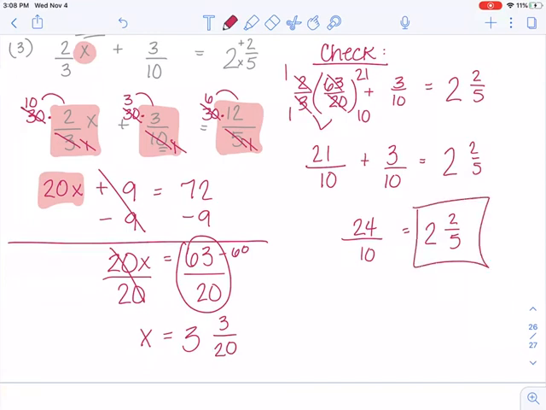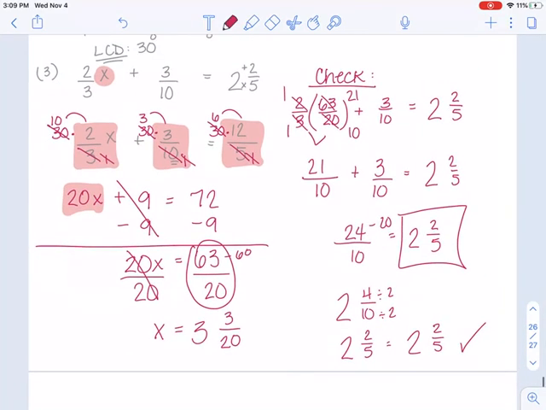Again, our goal is for this left side to equal 2 2/5. So 10 goes into 24 2 times. So we take away 20 and we have 4 left over. Then we can simplify this by dividing top and bottom by 2, which gives you 2 2/5. Therefore, since our check shows that we're good, we are all set.